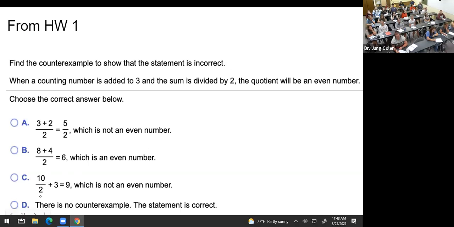10 over 2, is that a counting number? Think about it. It looks like a fraction, but 10 over 2 is 5. 5 is a counting number, right? So it is a good candidate too, because the counting number is added by 3. Yeah, right? And the sum divided by 2, hey, the sum is not divided by 2. So actually this is not right, because it didn't actually divide the whole thing by 2, but instead it is divided in one part of it. It's not even a good candidate either. You don't even have to look at the answer. Okay? So the answer should be A.